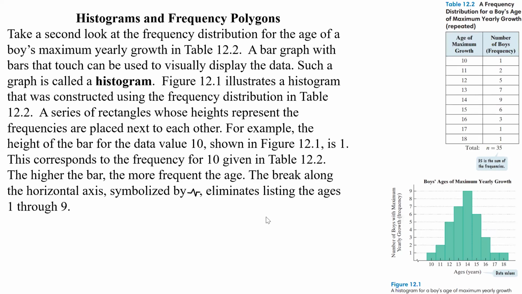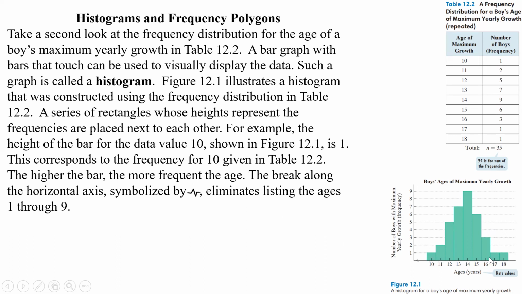All right, so here we're dealing with histograms and frequency polygons. Let's take a look at this frequency distribution with the ages. We can make a bar graph with bars that touch, made from each one of these rows. At 10, it would be a height of 1. At 11, it would be a height of 2. And as you can see, that's what we're doing.